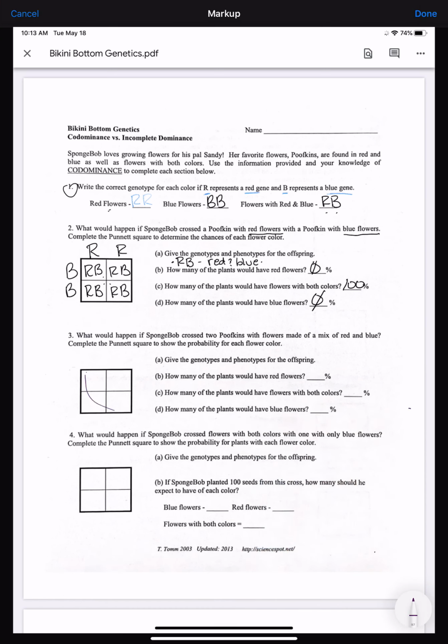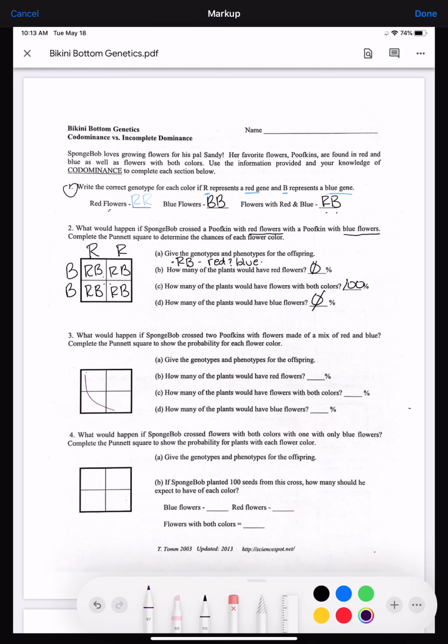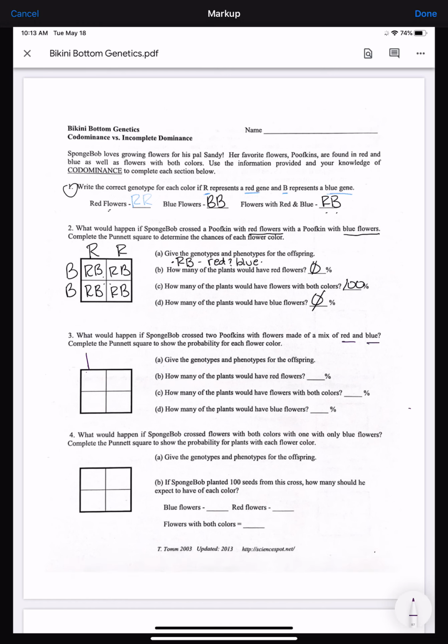All right, so number 3. What would happen if SpongeBob crossed 2 pumpkins with flowers made of a mix of red and blue? So now we're looking at ones that are red and blue. Both flowers are red and blue. I'm going to have RR, RB, RB, and BB. So give the genotypes and phenotypes for the offspring. So I have RR right here, and that's red. I have RB here, so that's red and blue. And then I have BB, which is blue.